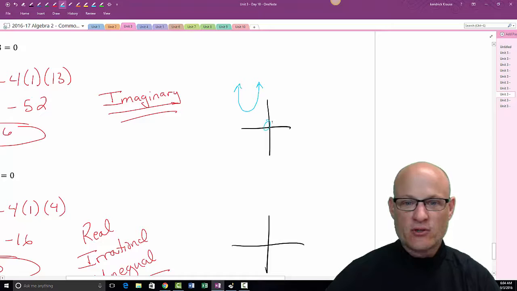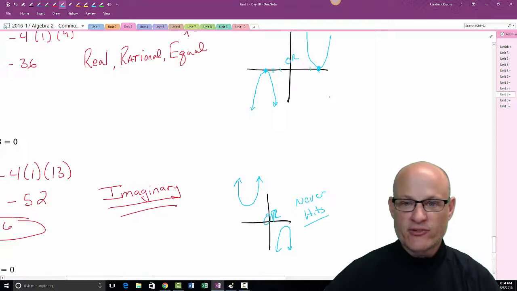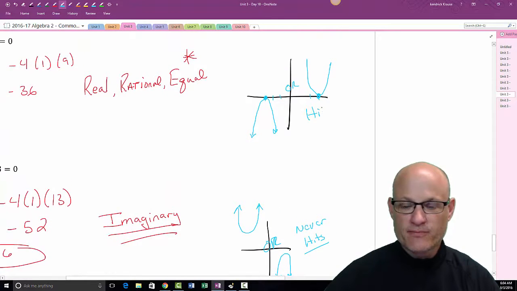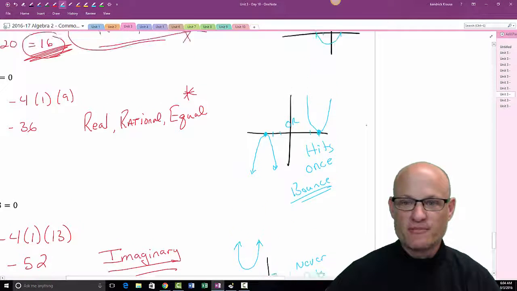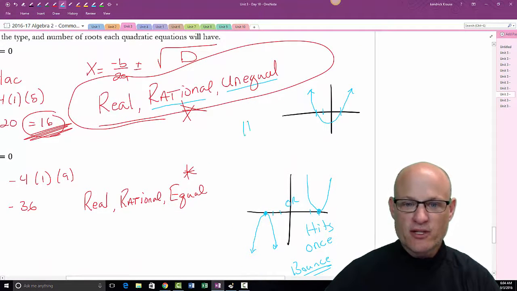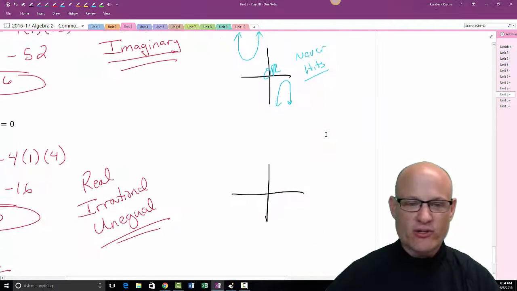Imaginary just means it's going to never hit the x-axis. It could be like this, or it could be something like this. It just never hits. Maybe I should have written down these. Never hits. Hits once. I call it a bounce. I'm going to bounce off. And here it hits two nice places. Get used to what these graphs look like and what the discriminant is.